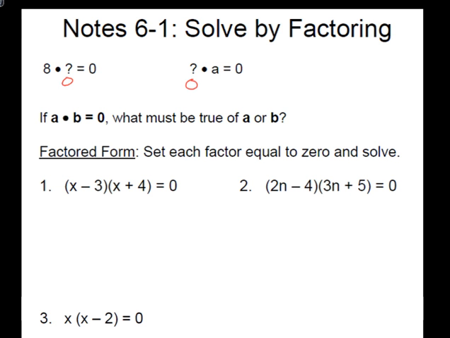So therefore, if a times b is equal to 0, then either a is equal to 0 or b is equal to 0, or they are both 0.